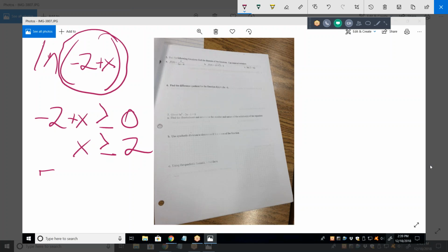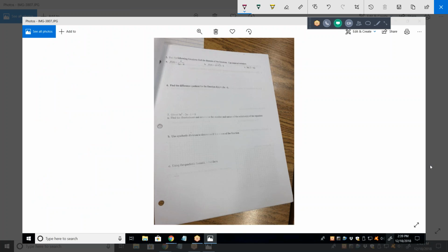Excuse me, I've got to back up here. That has to be greater than 0. It cannot be equal to 0. So it's just a greater than sign, not a greater than or equal sign. Sorry about that. So if x has to be greater than 2, am I going to start with a bracket or a parenthesis? Parentheses. Okay. And 2 to infinity. So those are the 3 domains in interval notation for that problem. Okay. All right.